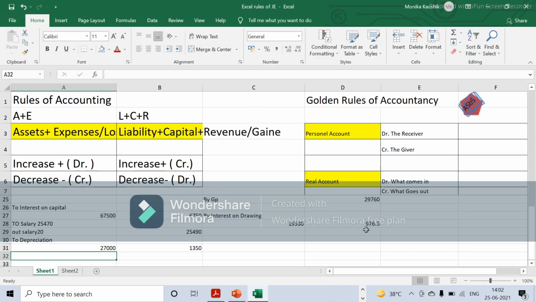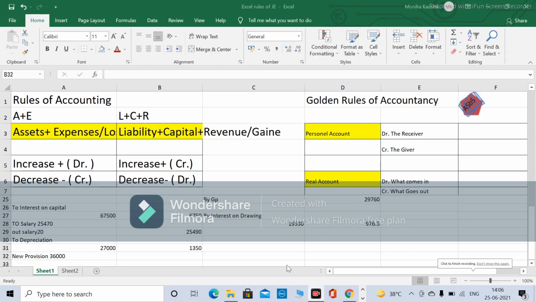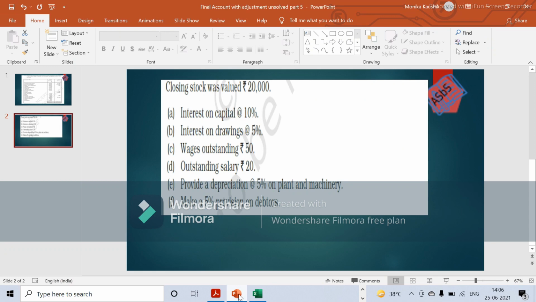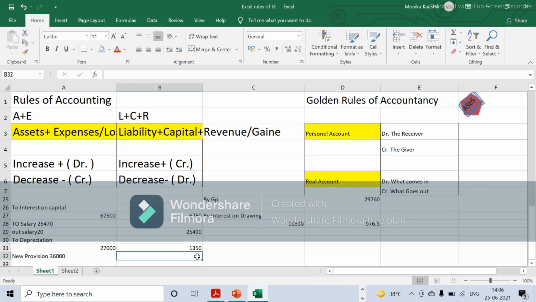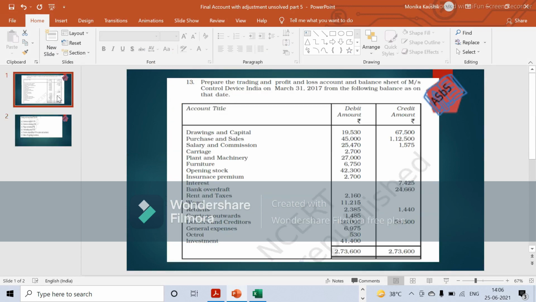So on 36,000, here I am writing down new provision. 36,000, yes. On which I am going to charge provision. So 36,000 is my debtors and 5% new provision I need to charge, equal to this 36,000 multiplied by 5%. So this is my new provision for bad debts. This is all set. Very few adjustment entries are given over here. Now let's continue with the trial balance entries.